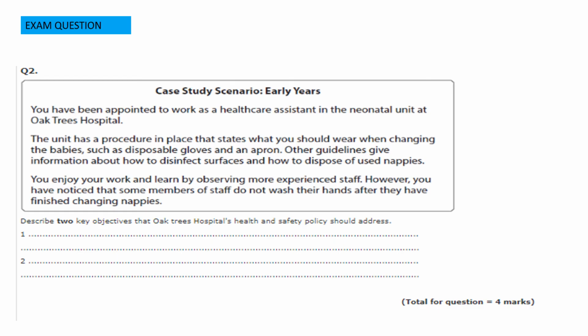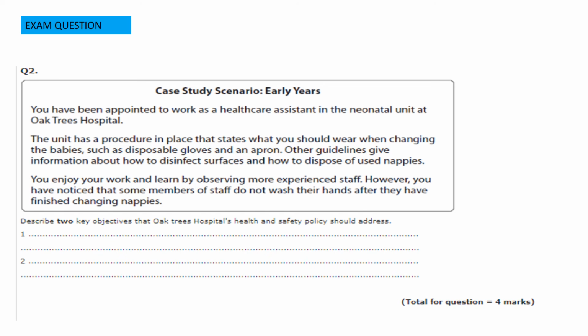So here we are. I've popped another exam question in, and it is a case study of early years. You have been appointed to work as a healthcare assistant in a neonatal unit at Oak Trees Hospital. The unit has a procedure in place that states you should wear disposable gloves and an apron when changing the babies. Other guidelines give you information about how to disinfect surfaces and how to dispose of used nappies. You enjoy your work and learn by observing more experienced staff. However, you've noticed that some members of staff do not wash their hands after they've finished changing nappies.